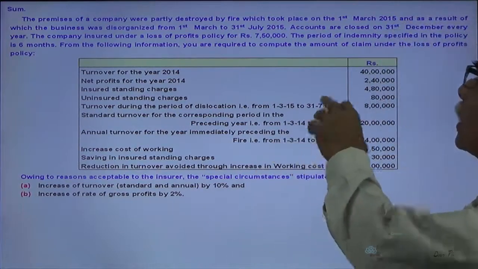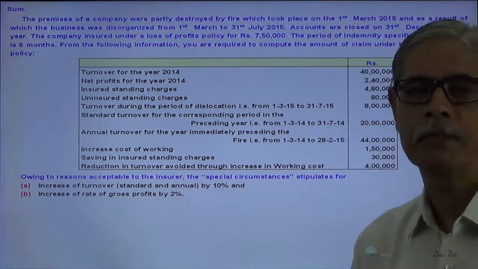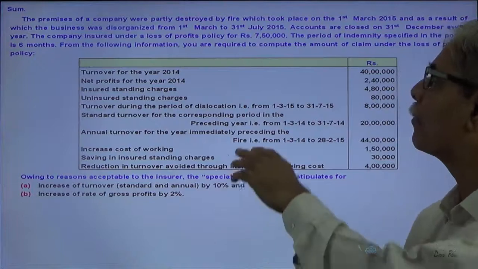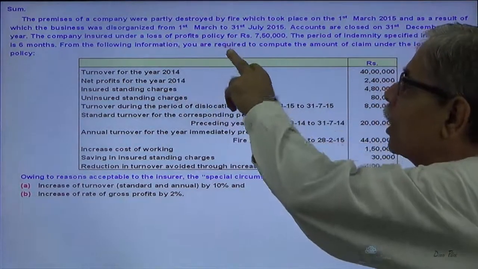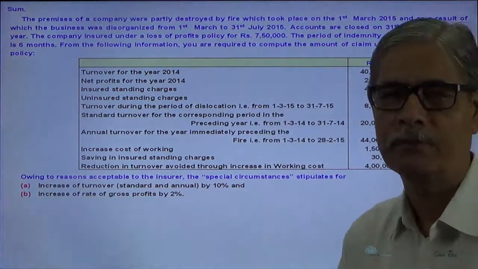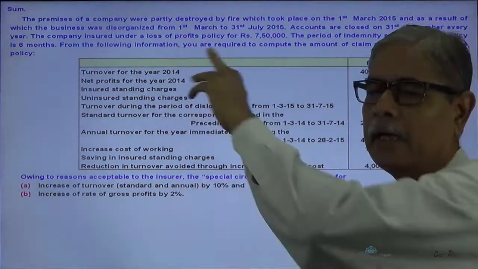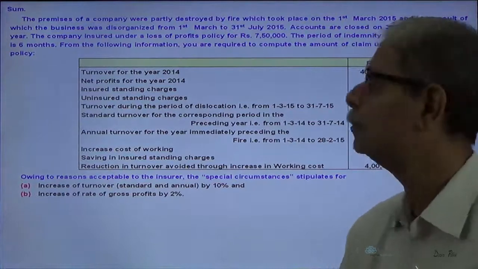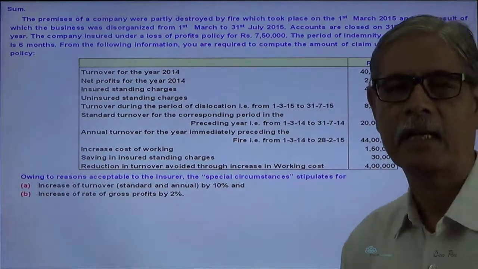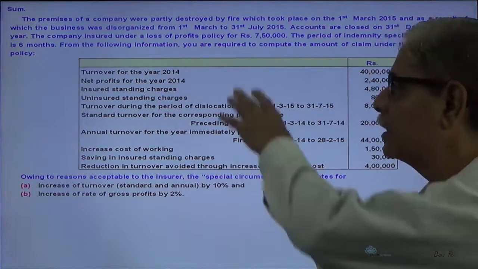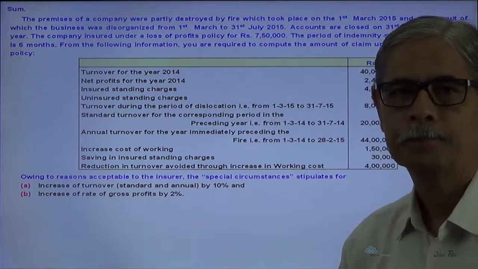The fire has occurred on 1st October 2015. Business was disorganized up to 31st of July 2015. Indemnity period is 6 months. Accounting year ends on, meaning the calendar year is the accounting year. These are the other details given to you.